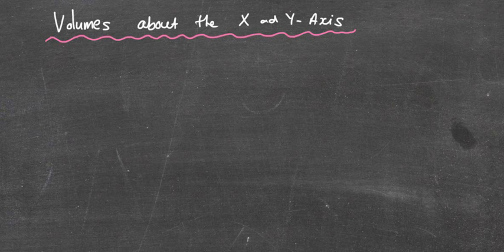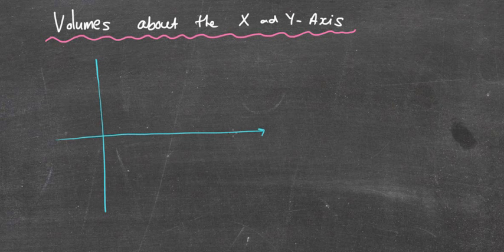We're looking at the volumes about the x and y axis. This is the last new concept to learn within the integration module of the 2-unit HSC mathematics. It is a little bit challenging, but it's primarily based on the information that you've already learned about areas underneath a curve. But instead of looking at areas, we're looking at volumes.